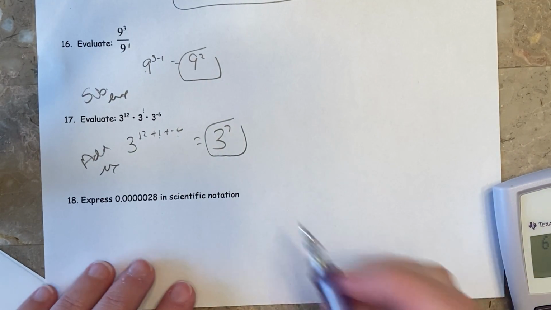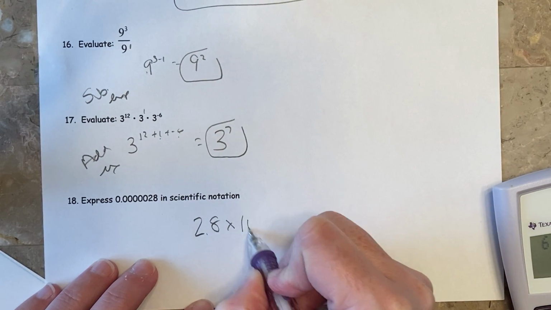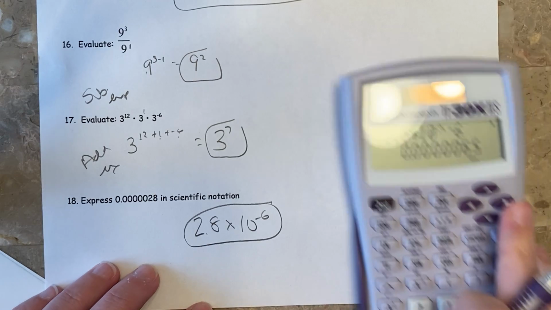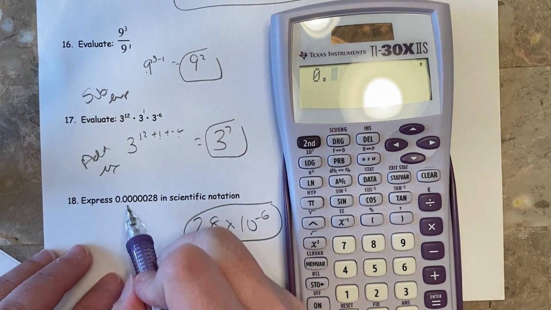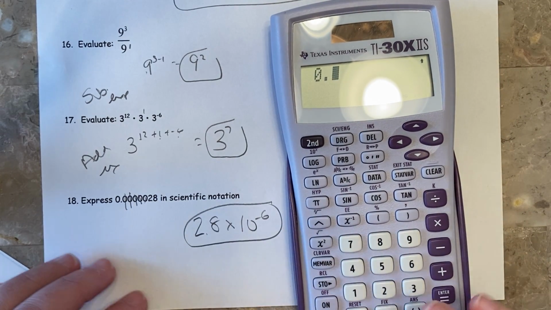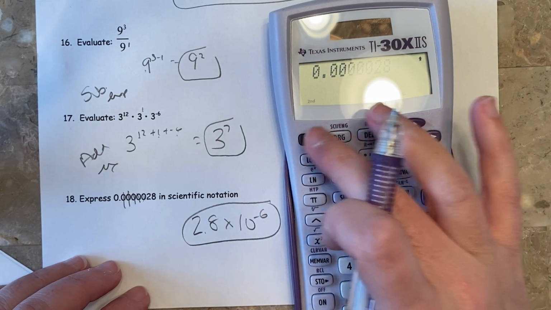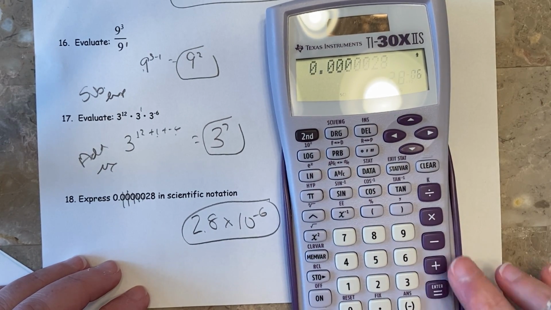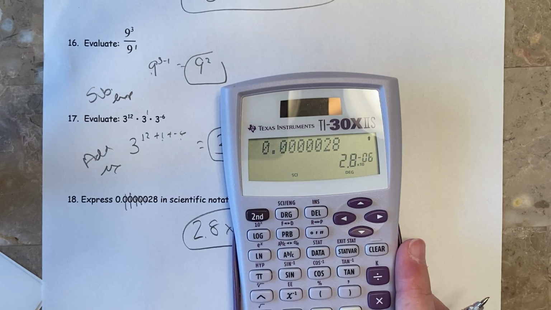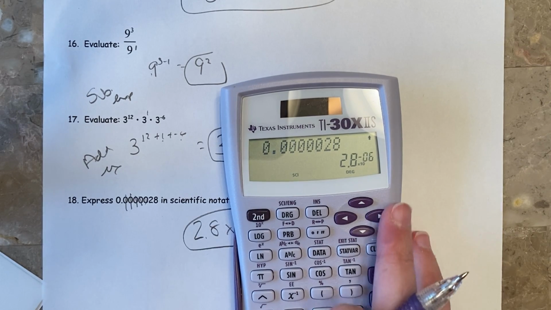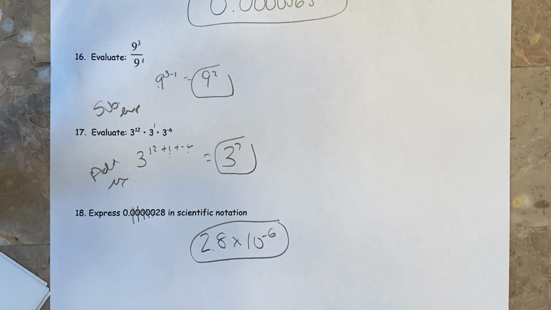All right, last one, scientific notation. 2.8 times 10 to the negative 6 should be your answer. Put that right in the calculator. 1, 2, 3. Second DRG, and you get your answer. 2.8 times 10 to the negative 6. All right, hopefully you did okay with these on day 1.